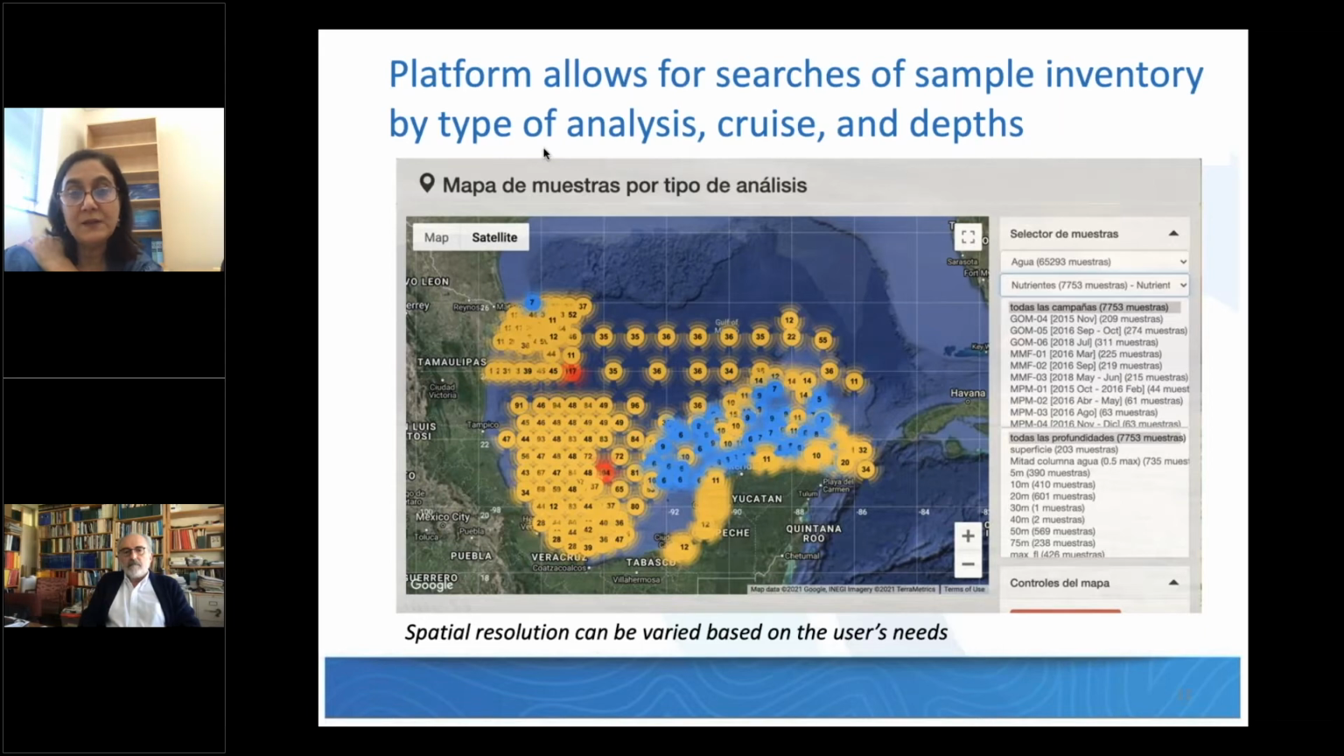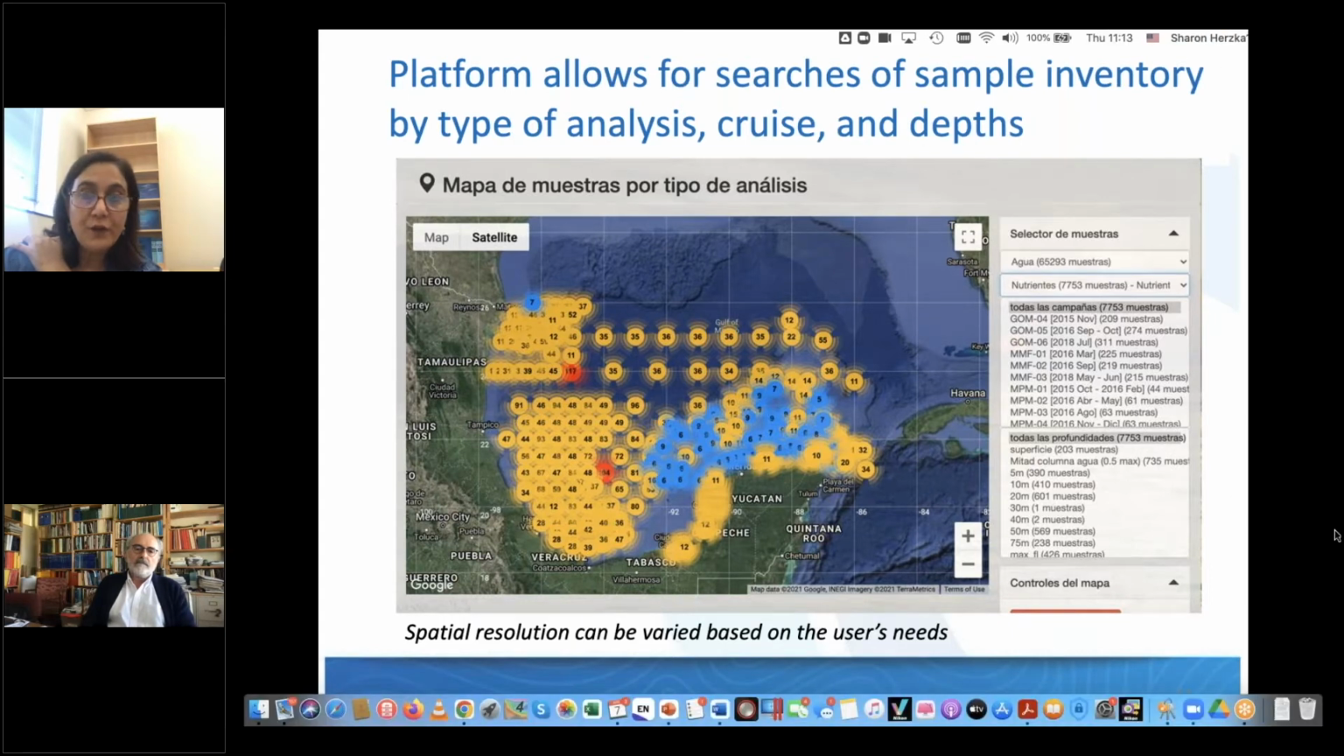This is one of the interfaces that allows you to search for the types of samples that we got. So here, for example, I was doing a search for the nutrients that had been collected in all the cruises. There were over 7,700 nutrients that were collected. And this is the spatial distribution.